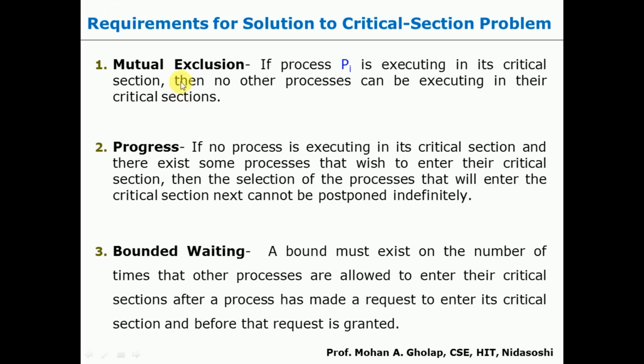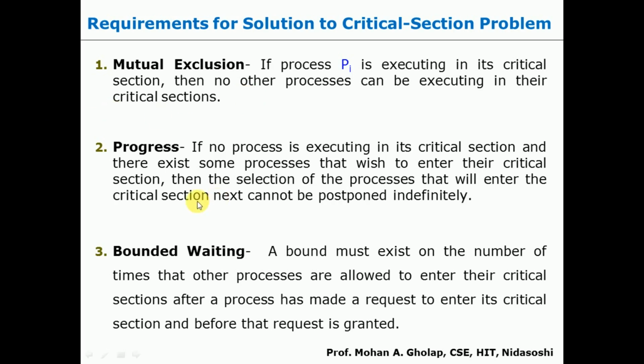The first one is mutual exclusion, the second one is progress, and the third one is bounded waiting. So the first one is mutual exclusion. What does mutual exclusion mean? If process Pi is executing in its critical section, then no other processes can be executing in their critical section. It means at a time only one process will be allowed to execute in the critical section. When process Pi is executing in its critical section, no other process should be allowed to execute in their critical section. This is the first one.